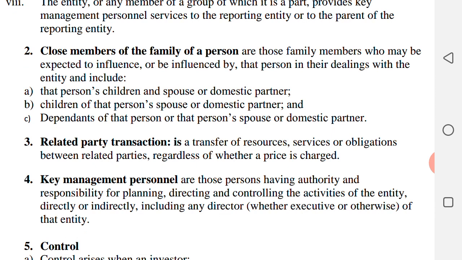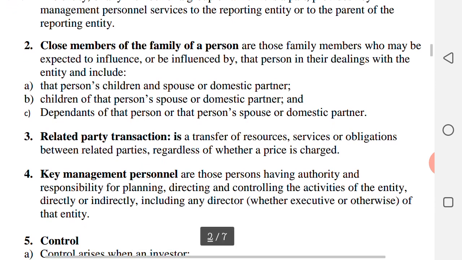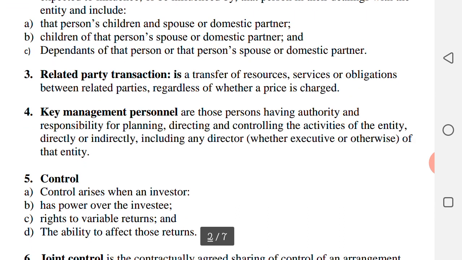And who can they be? One, the person's children, spouse, or domestic partner. So the manager, the MD or the key management personnel, their children are a third party. Their spouse too: if their wife trades with the company, the trade between the wife of the key management personnel and the company is a related party transaction. Children of that person's spouse or domestic partner are also related parties.